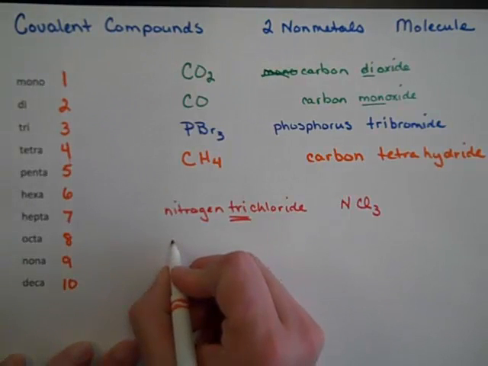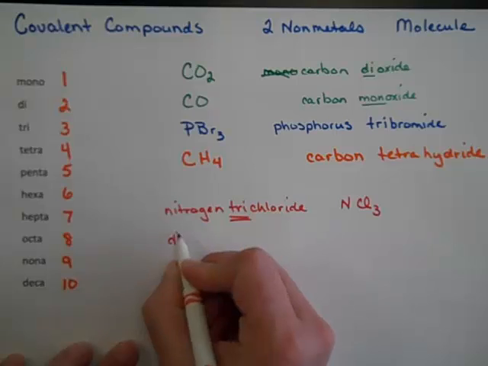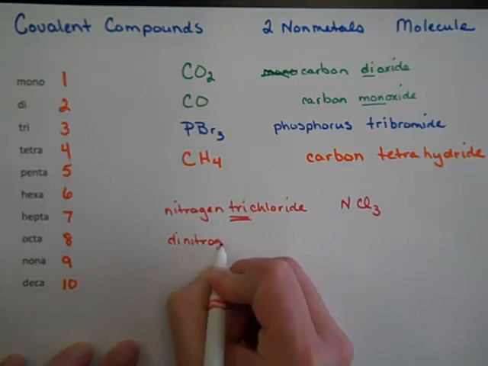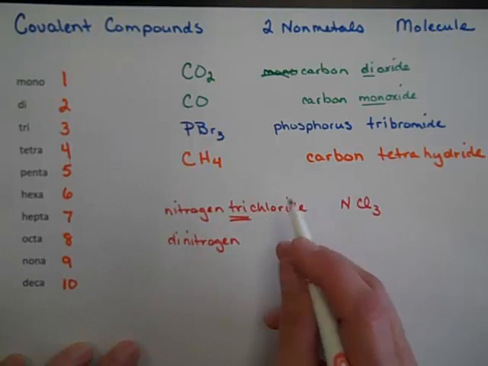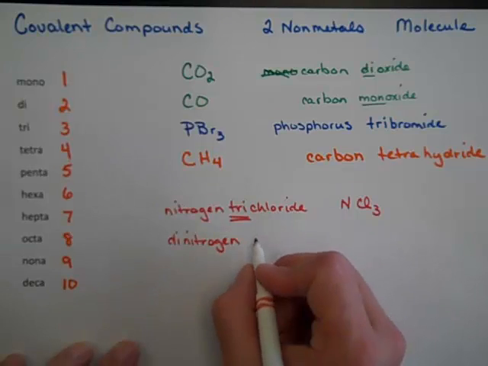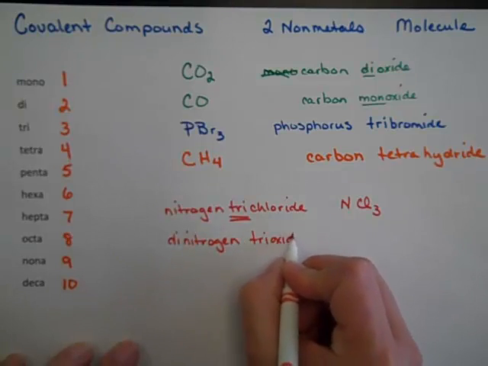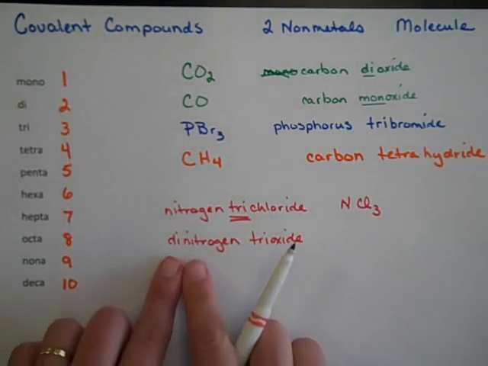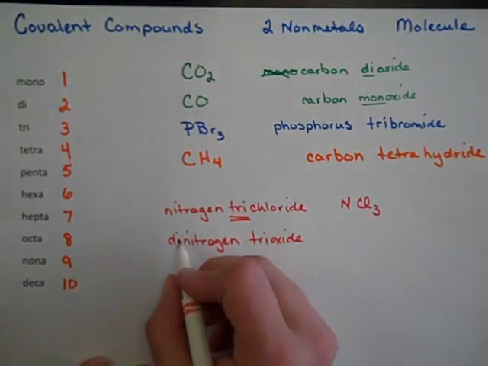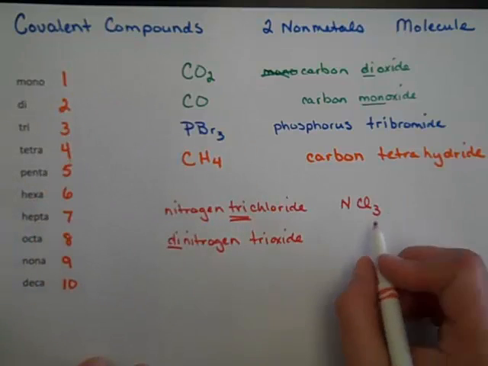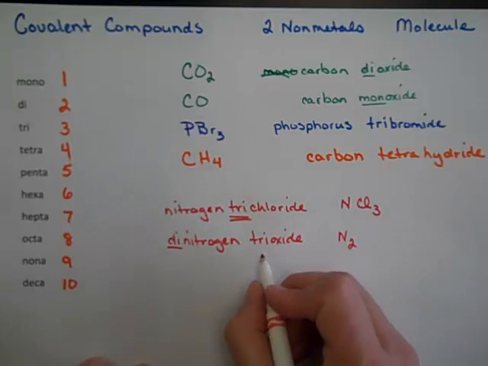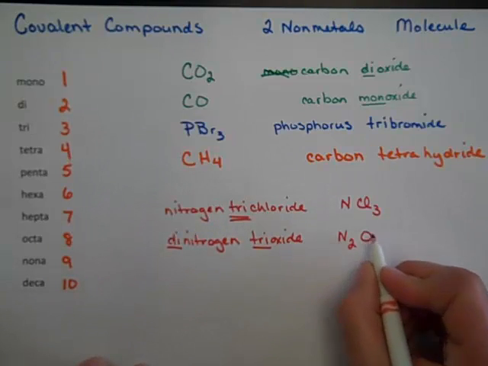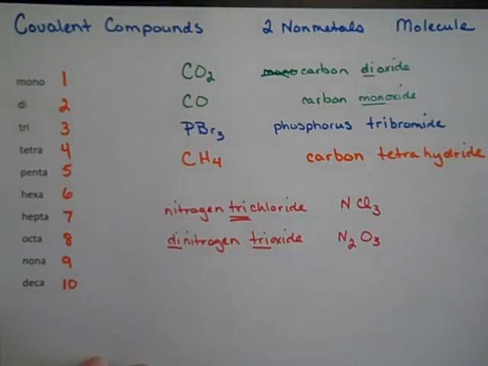So what if we have dinitrogen trioxide? Let's make up a number here. All right, so when we're going along, we see dinitrogen trioxide. Di means 2, so we have nitrogen, 2. We have trioxide, so we have O, 3.